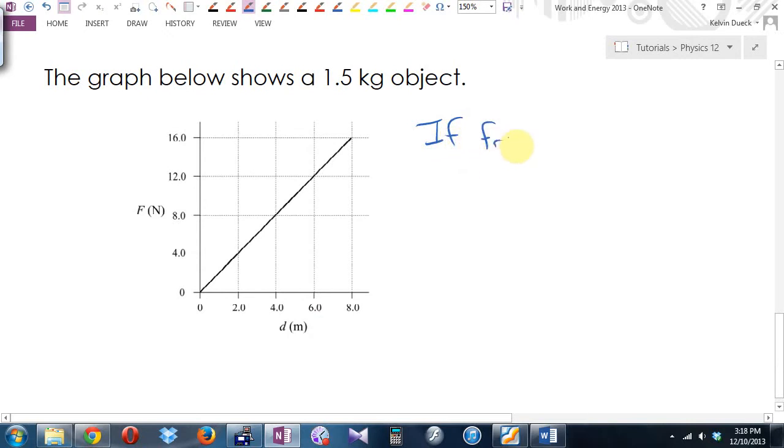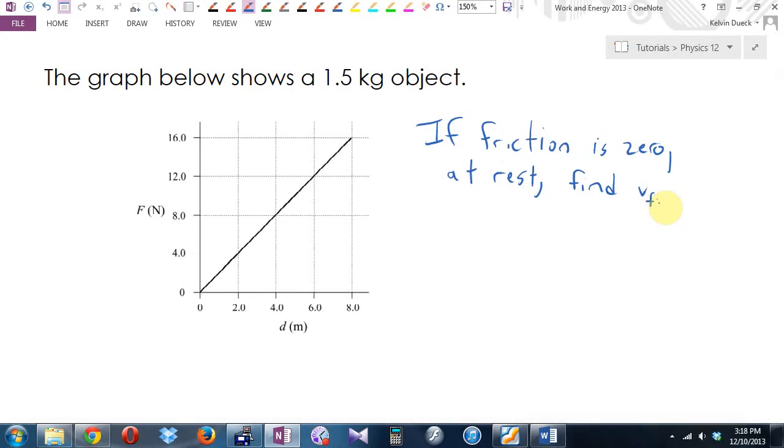If friction is 0, if no friction, and we start at rest, find the final speed. Say what? First of all, what kind of a graph is this? What versus what? Well, I think that's work. And what do they want me to find? A speed. I didn't put a vector on there on purpose. That is a speed.